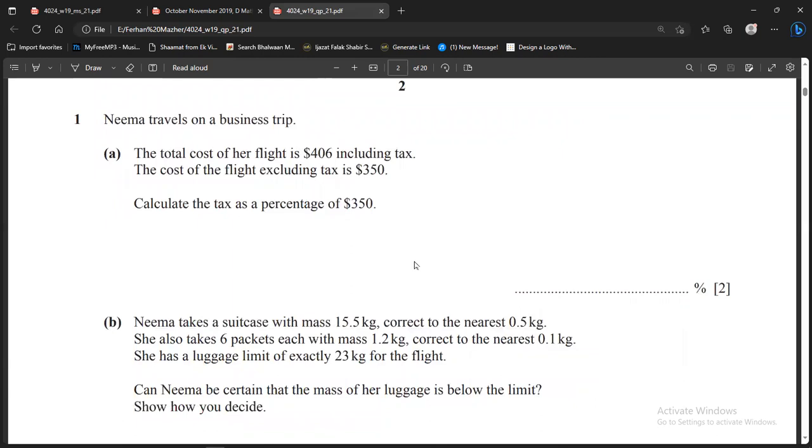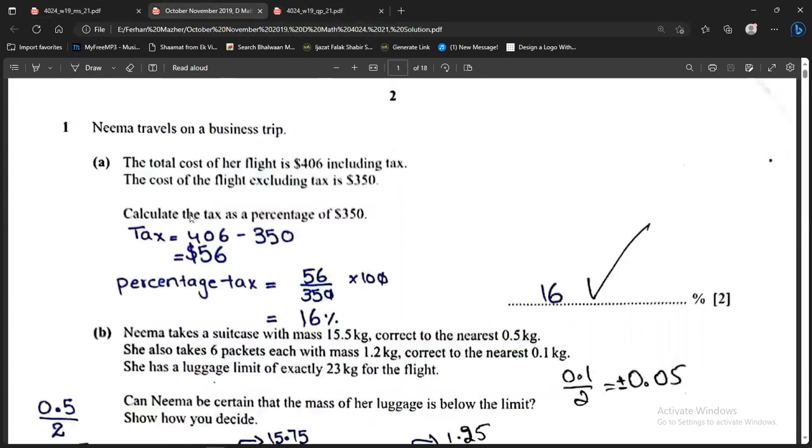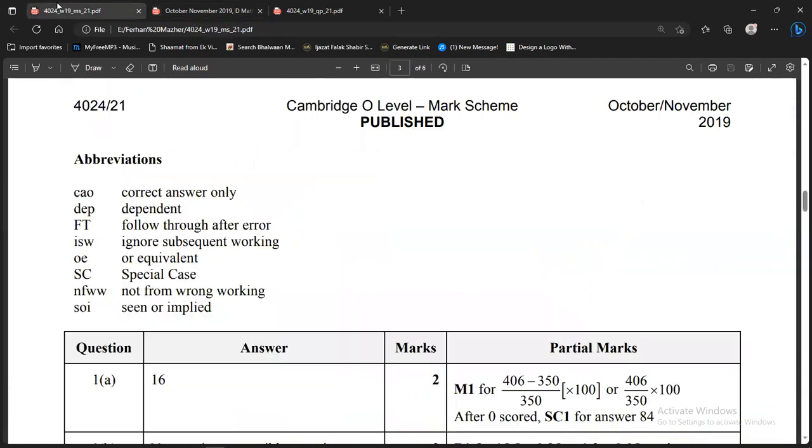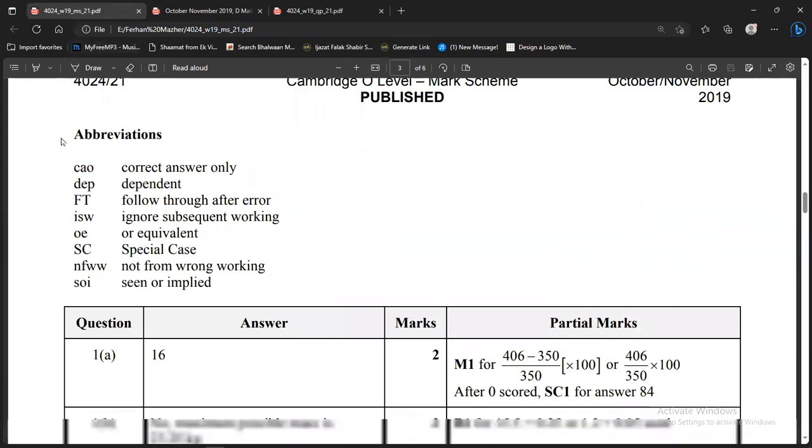First of all, without tax, the cost is 350, and with the tax, the cost is 406. So find out how much is the tax. That will be 406 minus 350, and that will be $56. Then the percentage tax will be the amount of tax divided by the cost without tax, multiplied by 100. So that will be 56 divided by 350, multiplied by 100, and that will be 16%. 16% is the right answer.